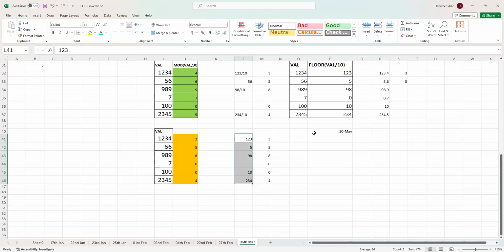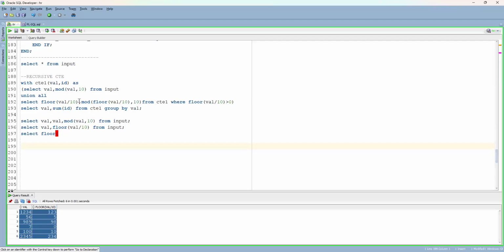Now what next? What do you have to do after this? You extracted this with the help of this floor function. What next do you have to do? Modulus divided by 10. After this, you have to extract the unit part of all these things, no? And for that, again, you have to find the mod of this, right?